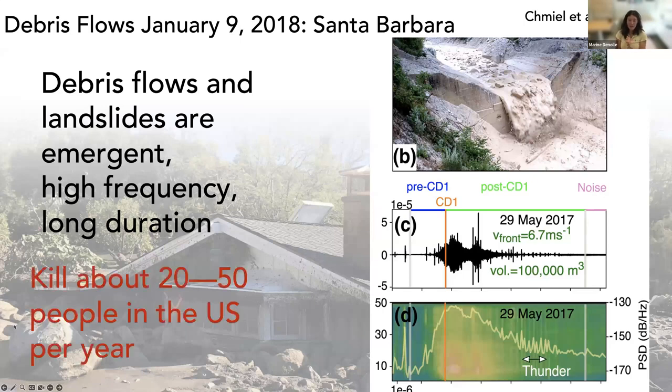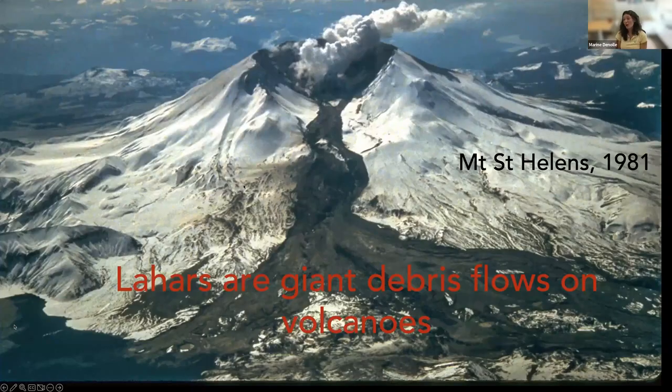In the United States, these kinds of mass wasting events kill about 20 to 50 people per year. And so it's not as flashy as an earthquake that would cause a lot of damage, but it's this continuous hazard that occurs over time. There was, of course, the 2014 landslide that the Pacific Northwest is still remembering. At the larger scale, the debris flows can become lahars.